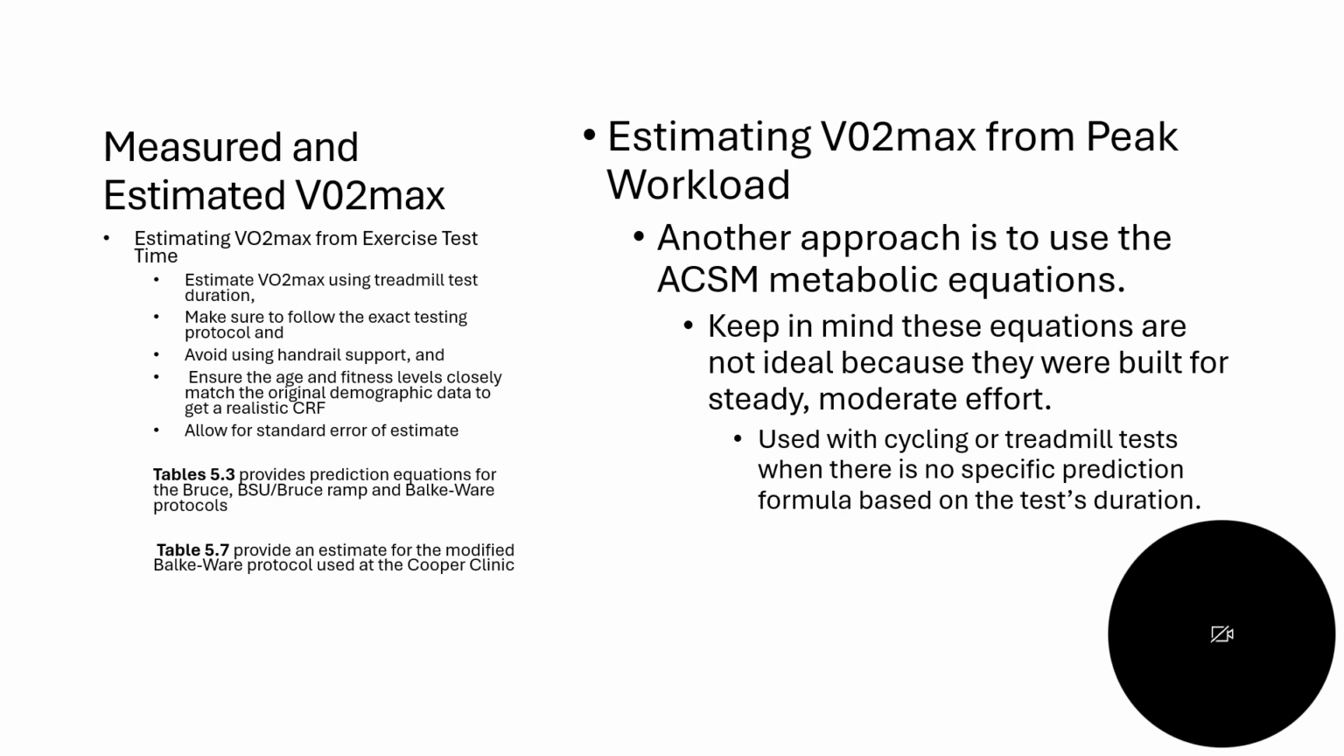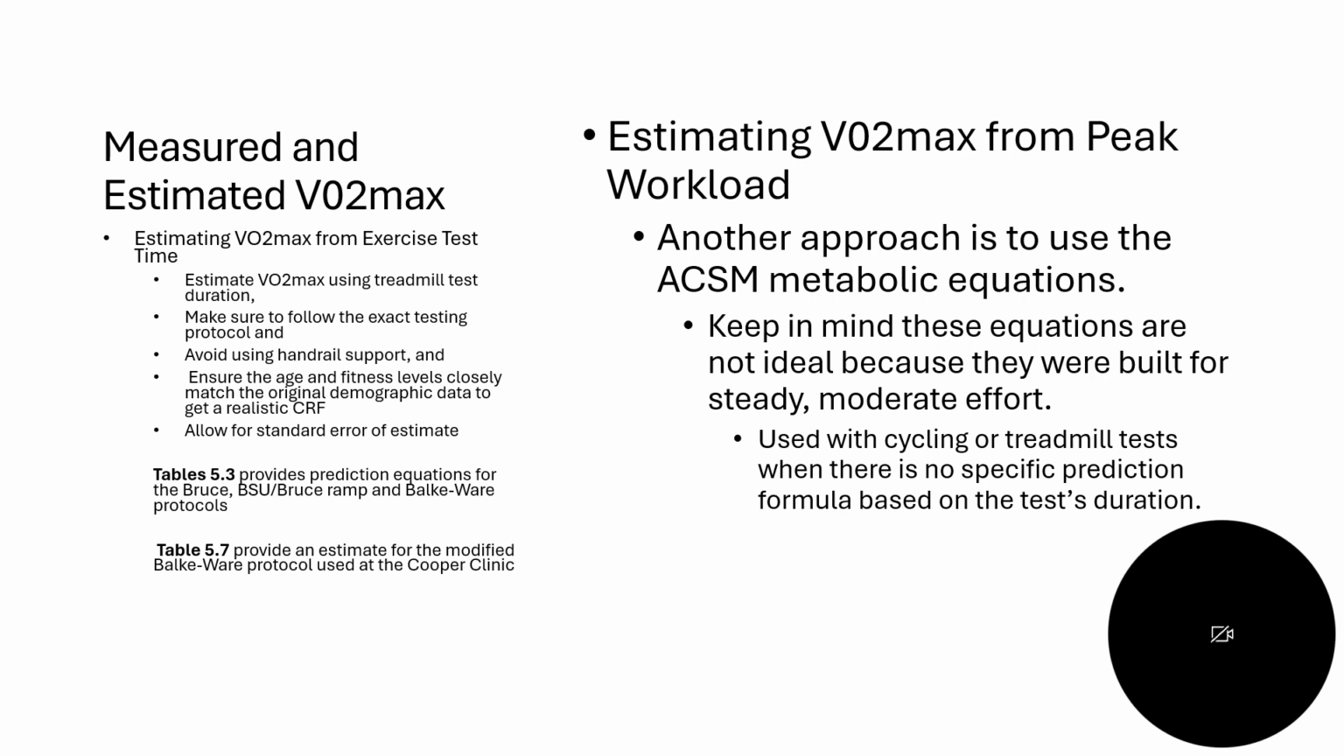Box 5.3 provides prediction equations for the Bruce, BSU/Bruce ramp, and the Balke-Ware protocols. The standard error of estimates range from plus or minus 2.7 to plus or minus 4.7 mL per kilogram per minute. Box 5.7 also provides estimates for the modified Balke-Ware protocol used at the Cooper Clinic.